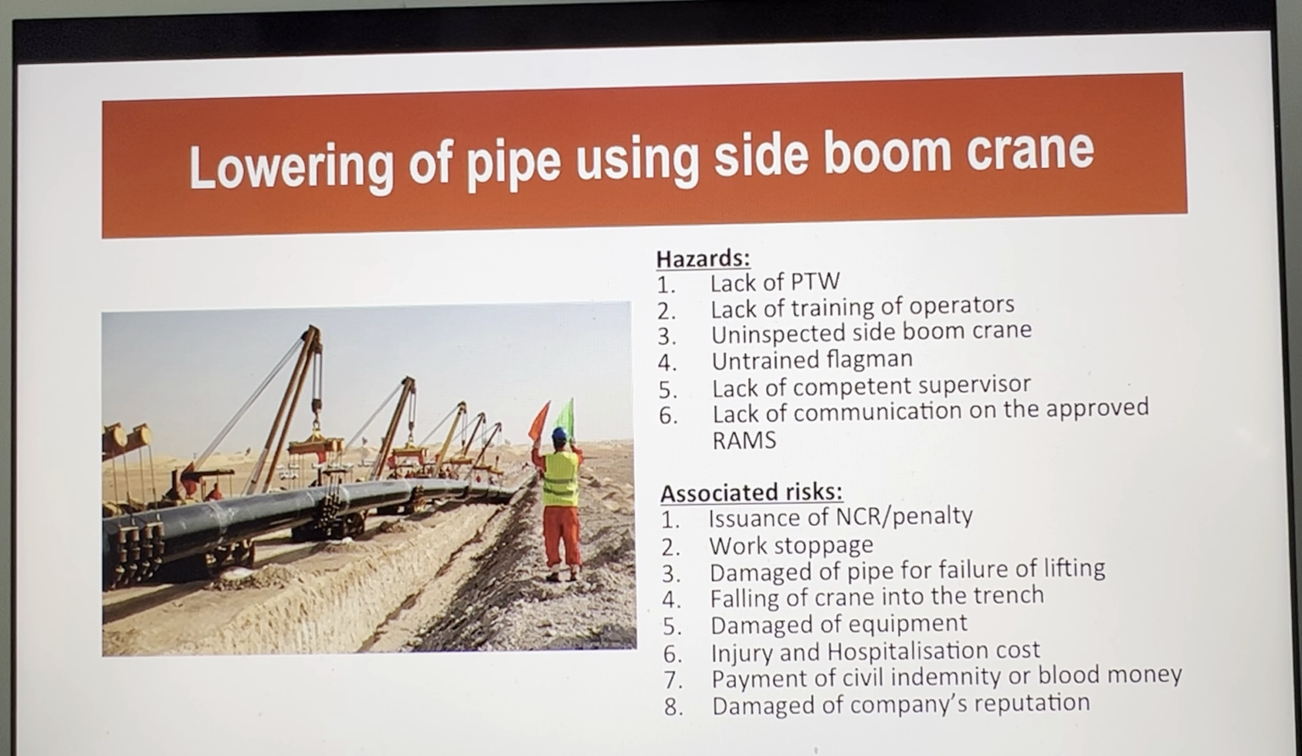So meaning, even if you have approved RAMs, you have an approved method statement and risk assessment, but if you fail to communicate that to those team involved in lowering the pipe, the presence of the method statement and risk assessment will not help. The approved method statement and risk assessment doesn't help, but you are required to communicate them. All right? There is a pre-lift meeting.